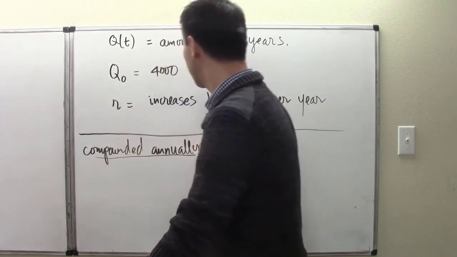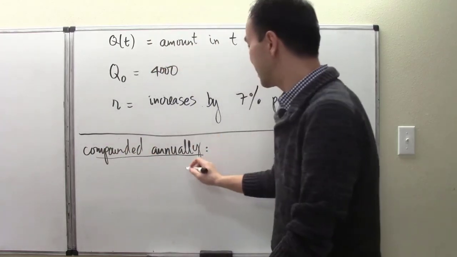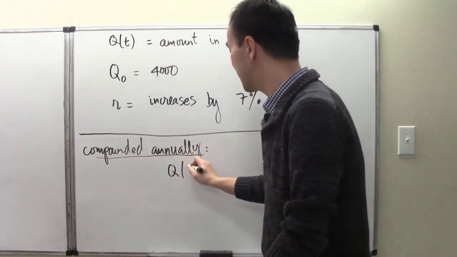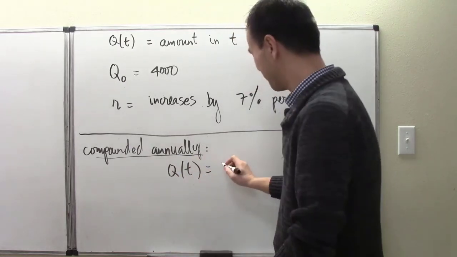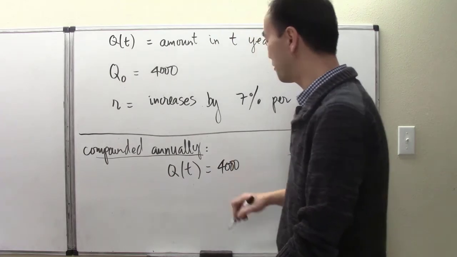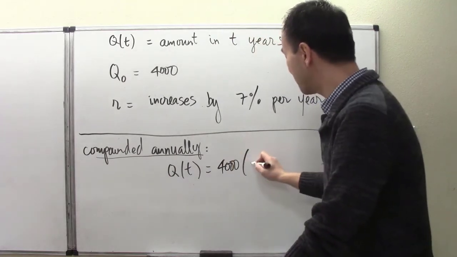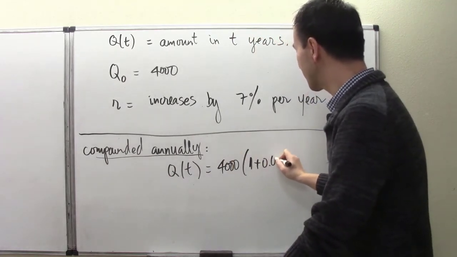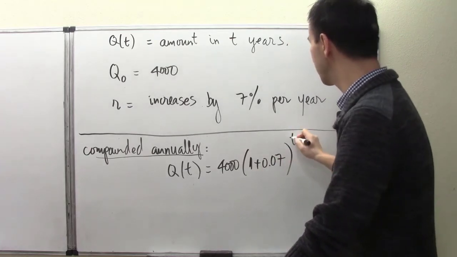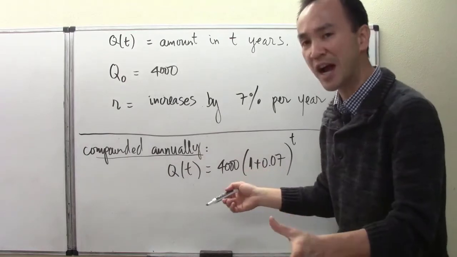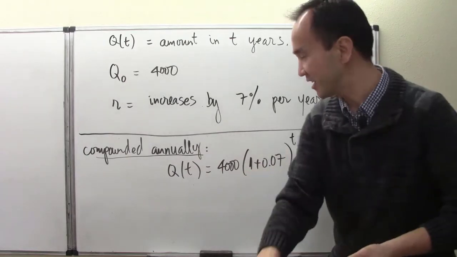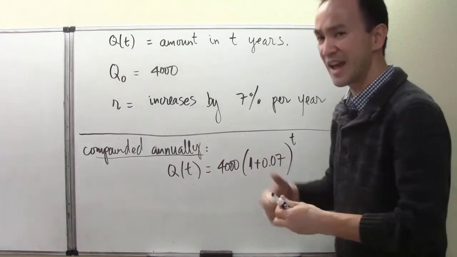Okay, when the interest is compounded annually, then Q of t was found as an exponential function, with 4,000 as the coefficient, times 1 plus 0.07, raised to the t. I've spent a lot of time explaining, and in the end we drew the conclusion about this rate right here.